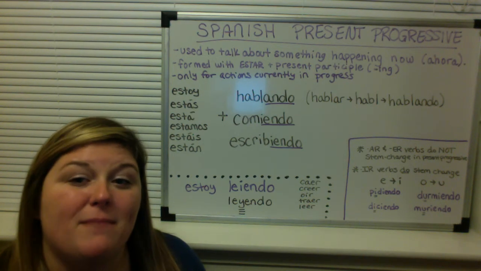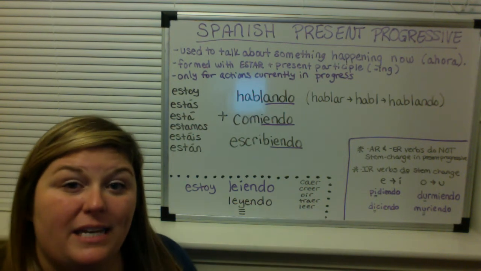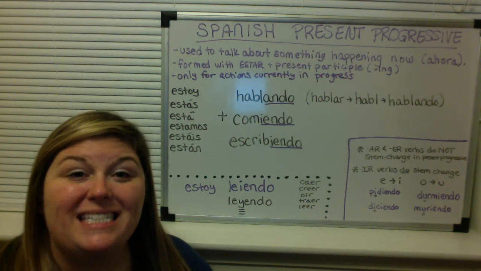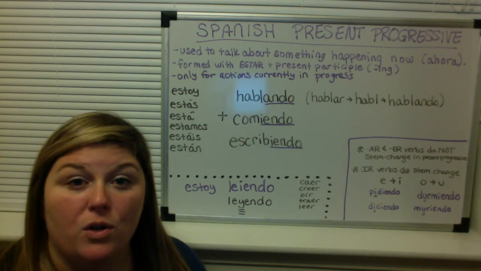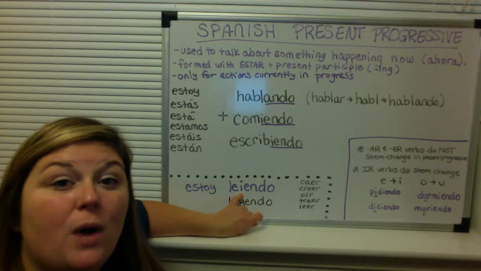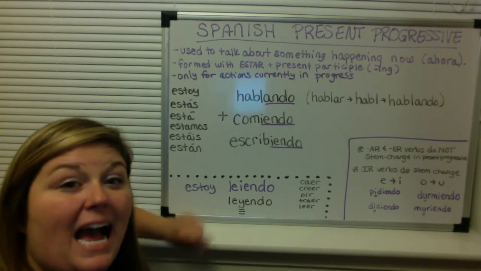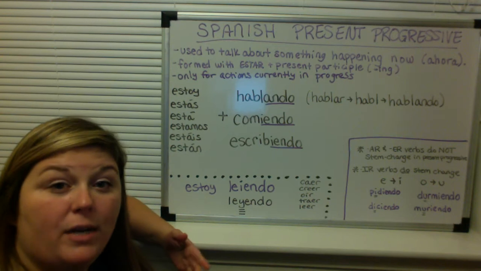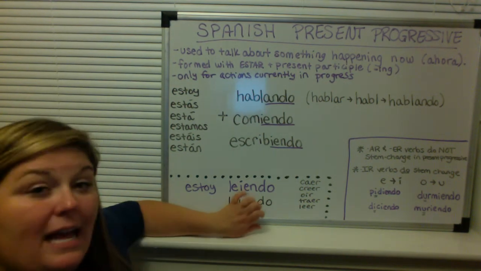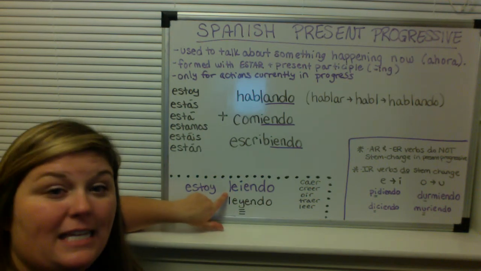Another thing that I want to mention are verbs like leer, which means to read. When you have an ER or IR verb whose stem ends in a vowel, we're going to change the I to a Y. So let's take a look at this. If I wanted to say I am reading, according to the rules of present progressive, I would drop the ER and add IENDO. So my word would look like this.